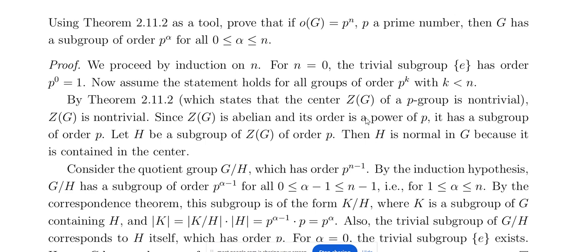This is a result we already know. That is, order of G equal to p power n, where p is a prime number. Then G has a subgroup of order p power alpha, where alpha lies between 0 and n.